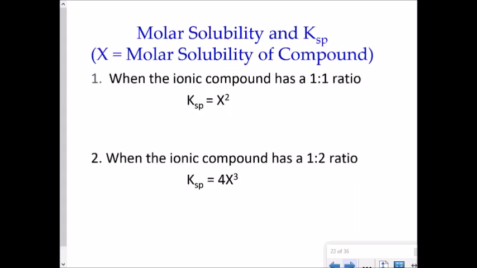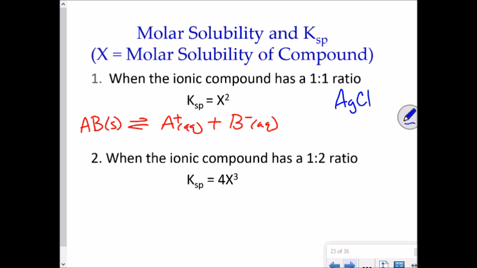The first pattern that you're going to see is the 1-to-1 ratio of the ionic solid. So I'm going to do a generic, and then I will show you an example that would fit that 1-to-1 ratio. So AB is our solid, and it's going to break apart into A plus (aq) and B minus (aq). An example of one like this would be silver chloride. It's a 1-to-1, right? 1 cation, 1 anion.